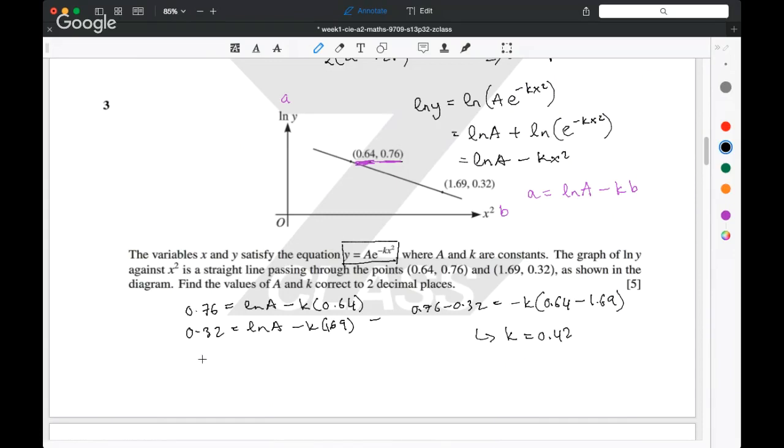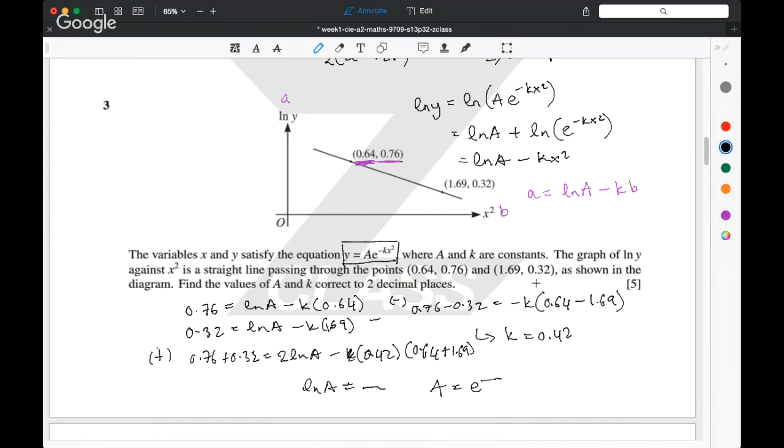And now we need to solve for A. So instead, for the minus 1 and now the plus 1, I get that 0.76 plus 0.32 is equal to 2 ln A minus k, which we already got. So that's 0.42 times 0.64 plus 1.69. And you can easily get this in terms of ln A is equal to blah, blah, blah. And then A must be equal to e to the power of whatever that was. So that's all there is to it.